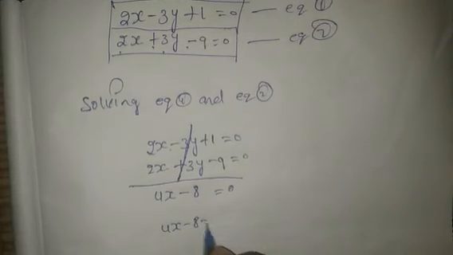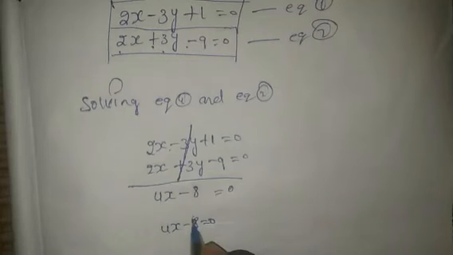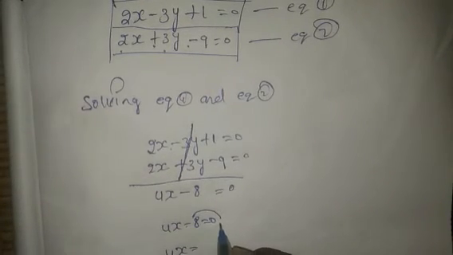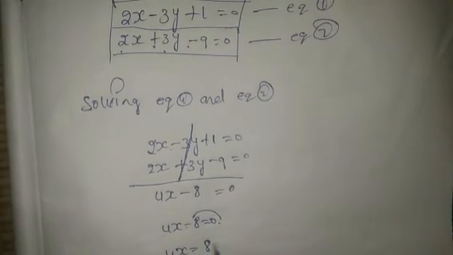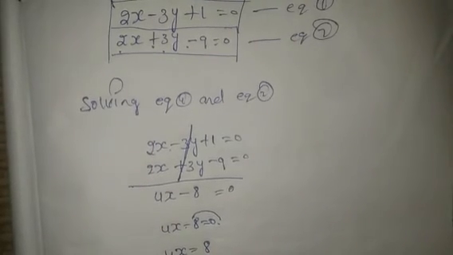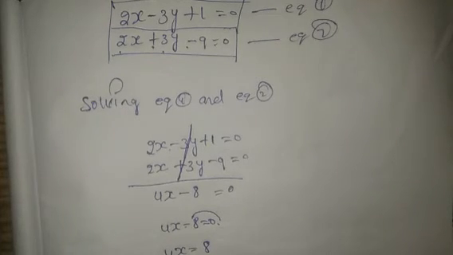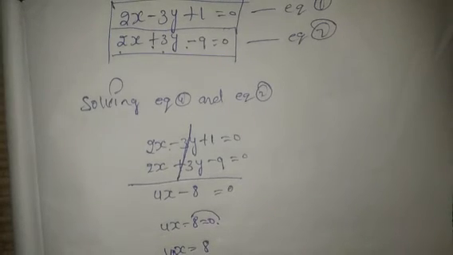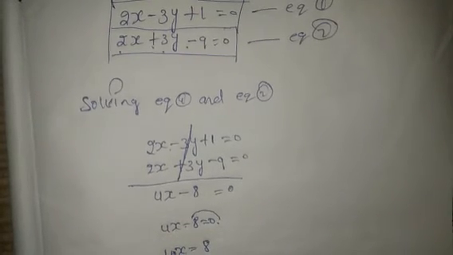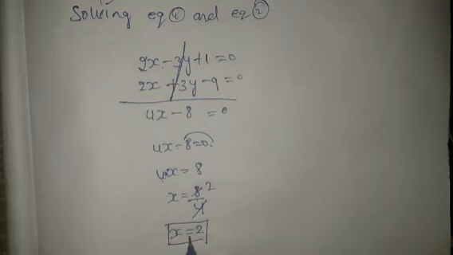So 4x minus 8 equals 0. We transpose this minus 8 to this side. So 4x equals, minus transposed to this side becomes plus 8. So 4x equals 8. When 4 comes to this place, it is multiplied, so when we transpose 4 it becomes divided by 4. So 4 ones are 4, 4 twos are 8. So x equals 2. Yes, x equals 2.